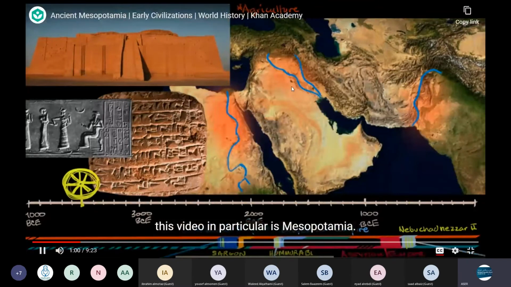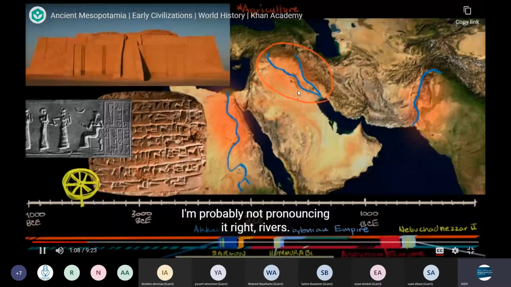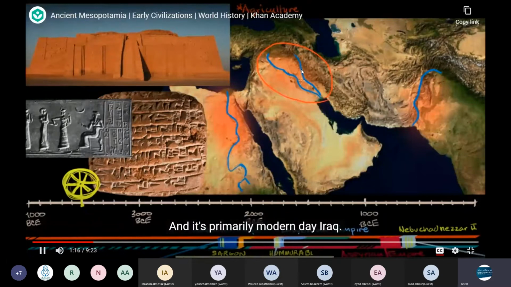Now, the word Mesopotamia literally comes from mesos, between, and potamos, I'm probably not pronouncing it right, rivers. So the area between rivers is literally what Mesopotamia is referring to. And it's primarily modern-day Iraq.